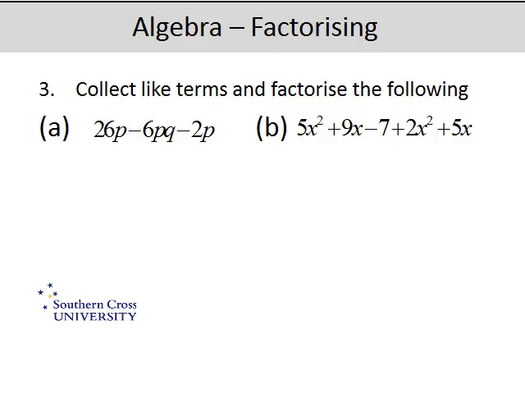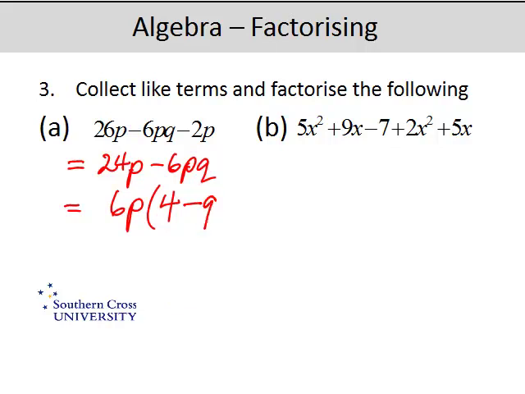Okay, factorising a little bit more difficult. If we look at these questions, it says collect like terms first and then factorise. So we've got 26p and 2p here, so we can tidy that up by doing that subtraction. That's 24p, take away 6pq. And then 6 is common to both those numbers, and p is common to both those pronumeral terms. So 6p times what gives 24p? Well, 4 sixes are 24. And 6p times what gives 6pq? That's got to be q.